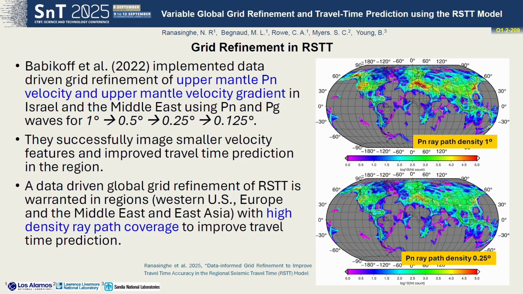The paper shows that they successfully imaged smaller velocity features and improved travel time prediction in the region. And I want to stress that the purpose of this model is for improved travel time prediction. We're all about reducing the uncertainty in our locations. So any model results that we get for velocity and gradient, it's a very happy circumstance if they mimic what we know about the geology and look very similar to other models, but our primary goal is reducing the travel time uncertainty. So it's regions such as Western US, Europe, and the Middle East and East Asia that have very high density coverage to improve travel time prediction.